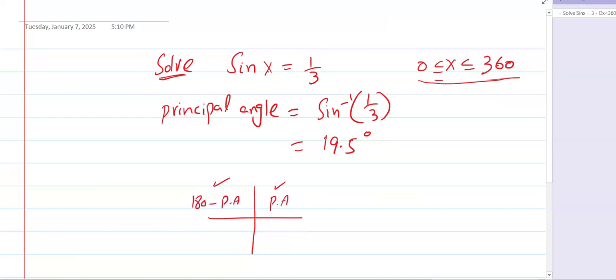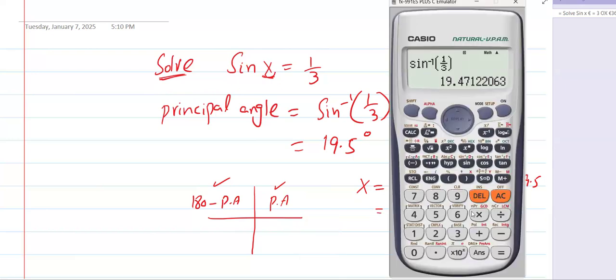It means the possible values of x, because x you want to find, the first possible value of x will be the principal angle, and the second possible value of x would be 180 minus principal angle. So I would say 19.5, and what is 180 minus 19.5?